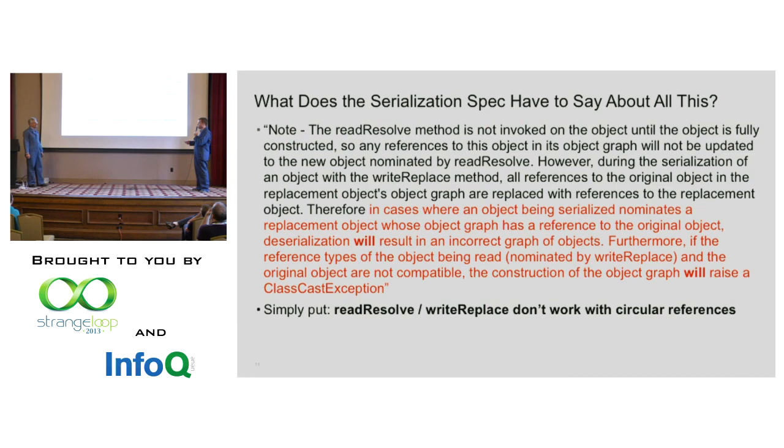All right. So specifically, the spec says that in cases where an object being serialized nominates a replacement object whose object graph has a reference to the original object, that is our proxy to our cat, deserialization will result in an incorrect graph of objects. Furthermore, if the reference types of the object being read, the ones nominated by writeReplace, and the original object are not compatible, say proxy and cat, proxy is not assignable to cat, the construction of the object graph will raise a ClassCastException.